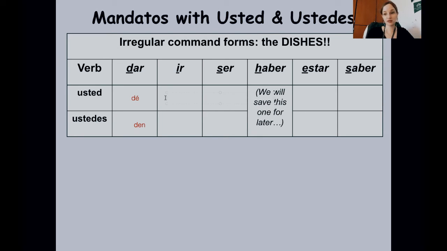Ir, just totally irregular. Think about the yo form, voy, right? It starts with V. It's going to be vaya and vayan.